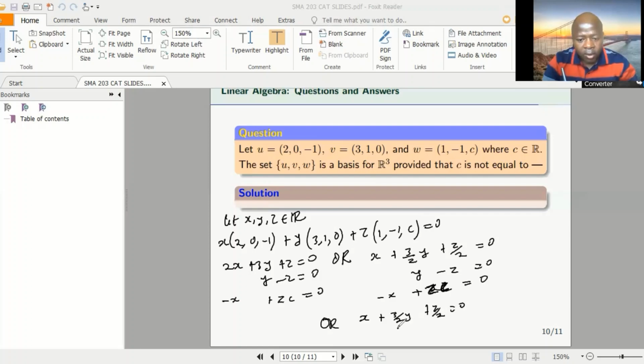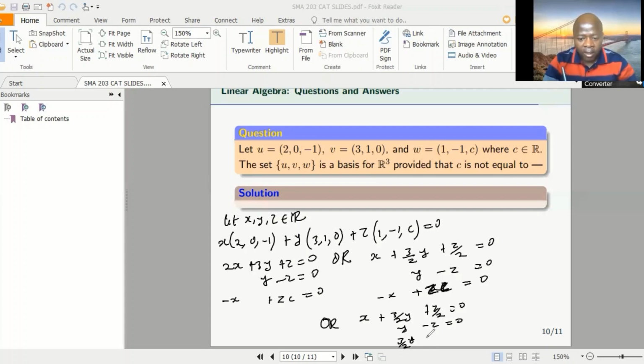The second equation remains the way it is. And then add the first equation to the third equation. This will be 0 here. This will be 3 out of 2y. And this is z out of 2 added to this cz.